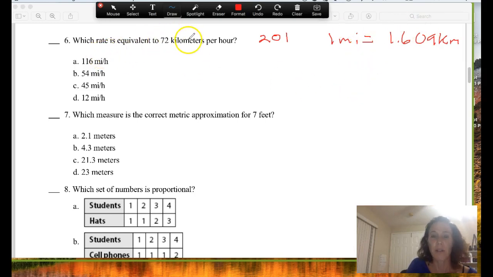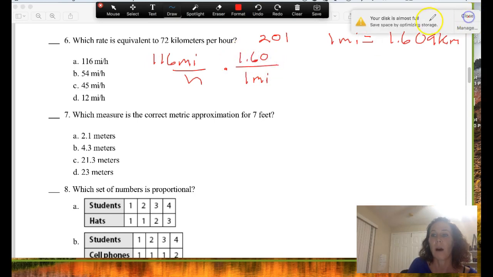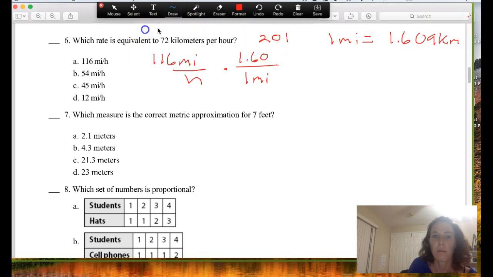So let's go ahead and figure out 72 kilometers. If we have this ratio of 116 miles per hour, and we want to know kilometers per hour. So what I'm going to do is I'm going to set up a little ratio here. I want my miles to fall out. So I know 1 mile is 1.609 kilometers. I'm going to put 1 mile here on the bottom. And I'm going to put 1.609 on the top. Sorry. On the top, so that I can see the miles will cancel out.